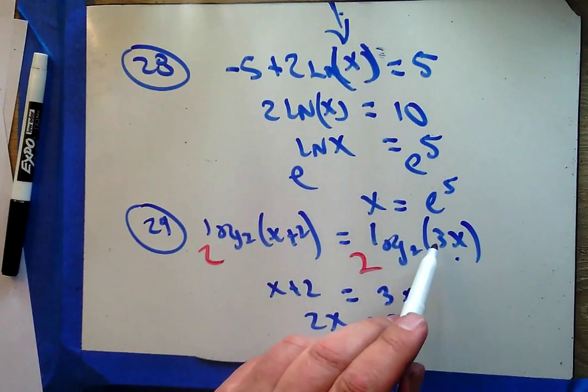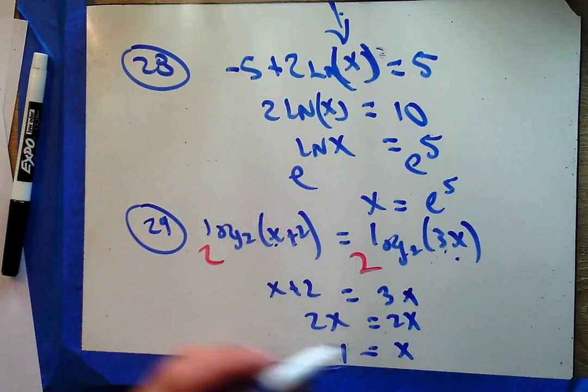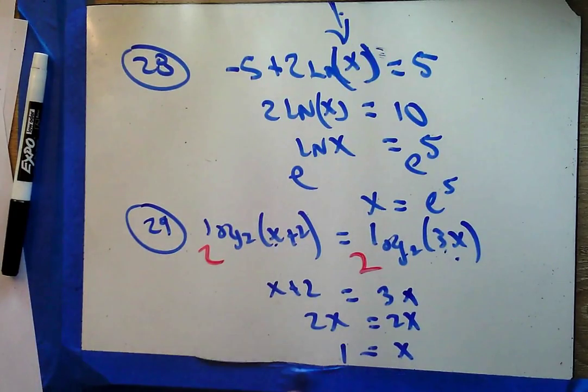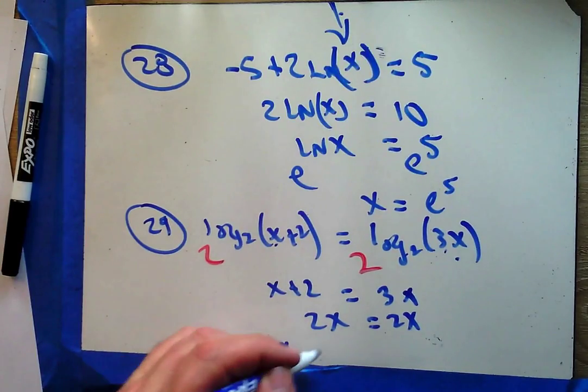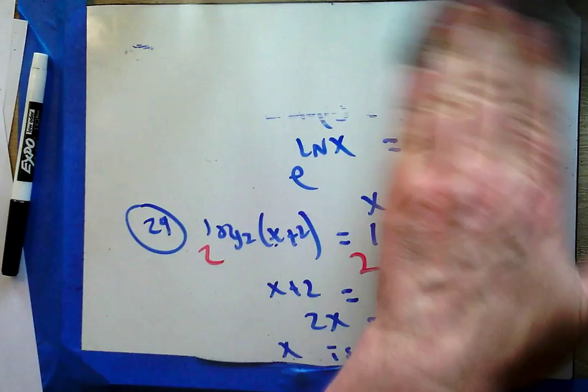If I plug a 1 in here, that's the log of 3. That's okay. If I plug a 1 in here, that's the log of 3, and so that's okay. So that's my answer. X is 1. Okay, that was problem 29. How about 30?